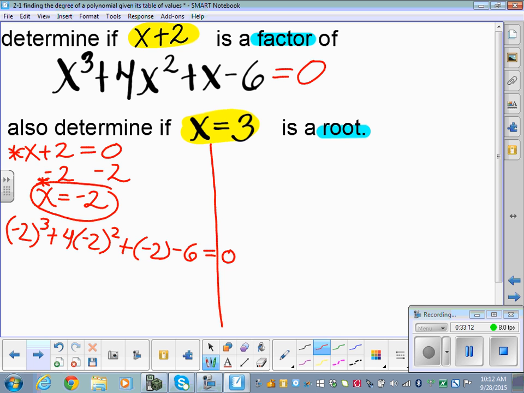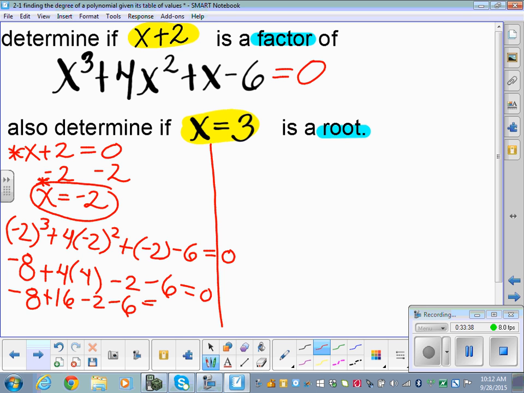Now let's see. What's negative 2 cubed? Negative 8. And then we have plus 4 times negative 2 squared, which is positive 4, right? And then we have minus 2 minus 6. So if we have negative 8 plus 16 minus 2 minus 6, do that on your calculator. That better be equal to 0. Somebody tell me really quick if that is equal to 0. Is it equal to 0?